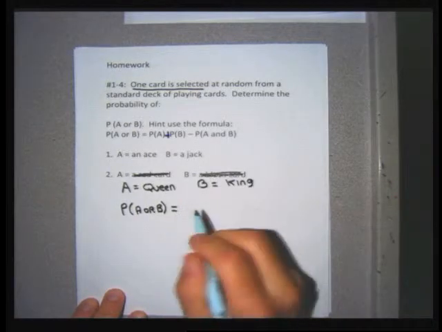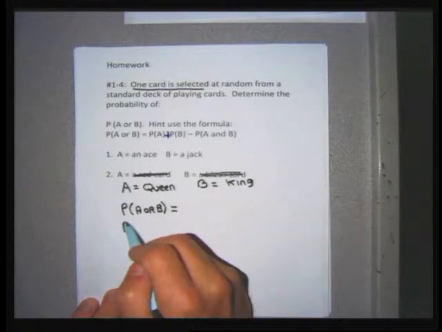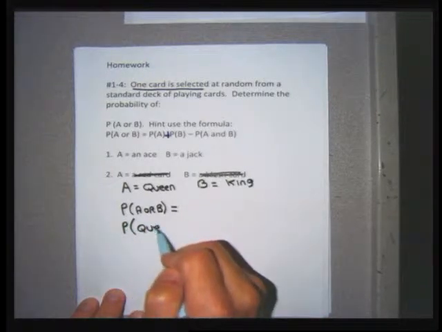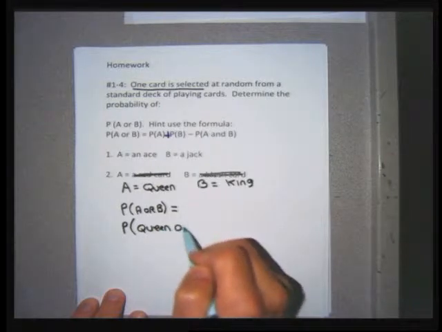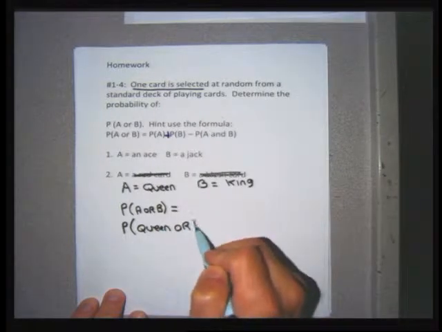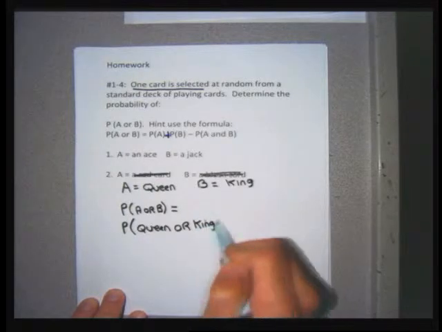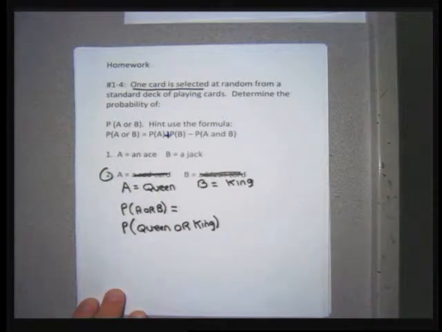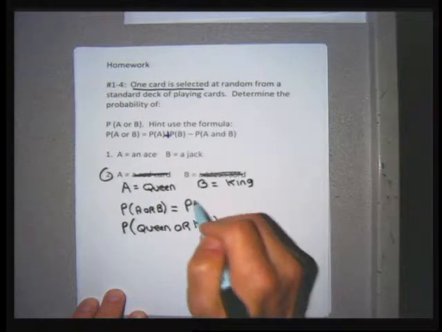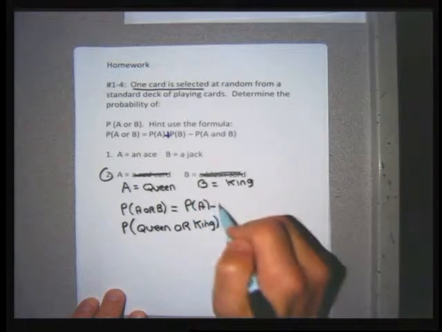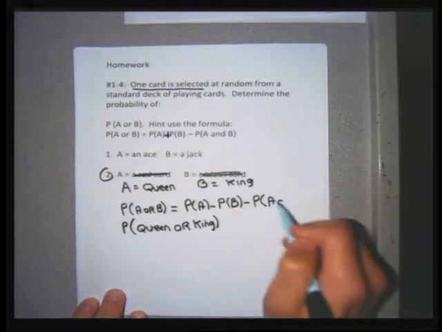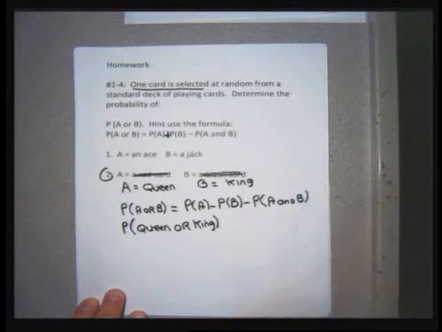And to find the probability of A or B, I have to attach words in place of the A and words in place of the B. So the probability of getting a queen or a king is what the probability of A or B is in this particular problem 2, at least my modified problem 2. And by my formula, the probability of A or B is the probability of A plus the probability of B less the probability of A and B. I can solve this problem.